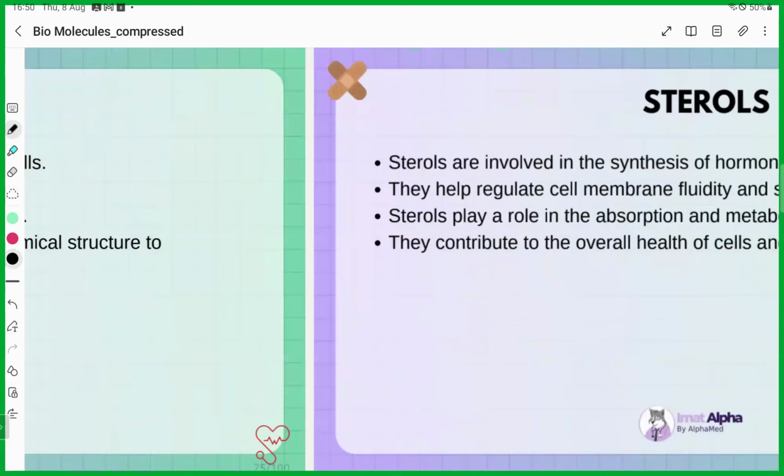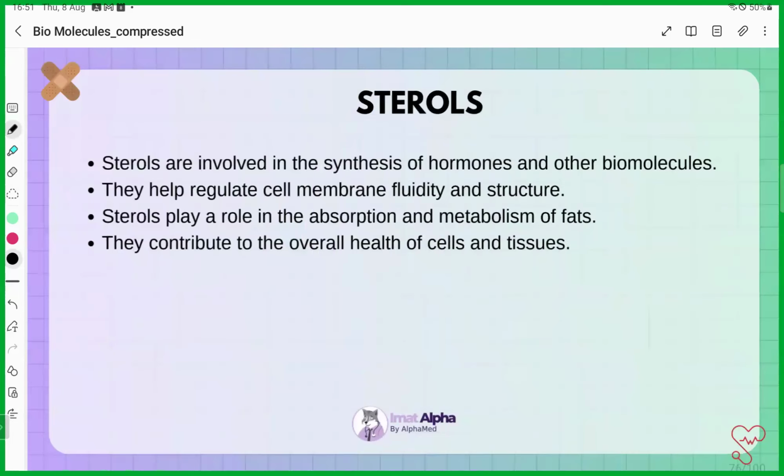Sterols are involved in the synthesis of hormones and other biomolecules. They help regulate cell membrane fluidity and structure. Sterols play a role in the absorption and the metabolism of fats. They contribute to the overall health of cells and tissue.